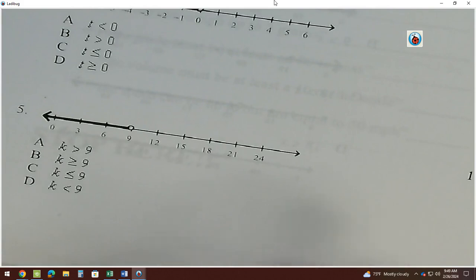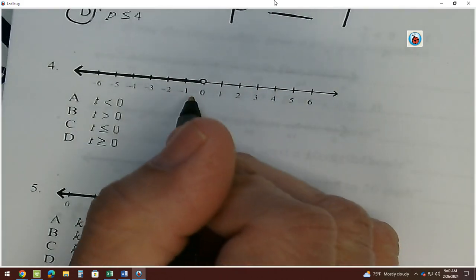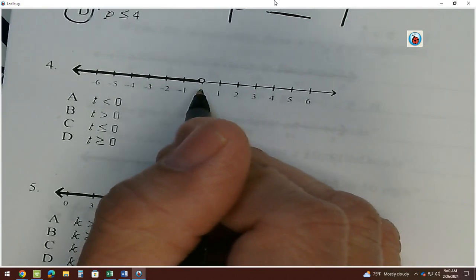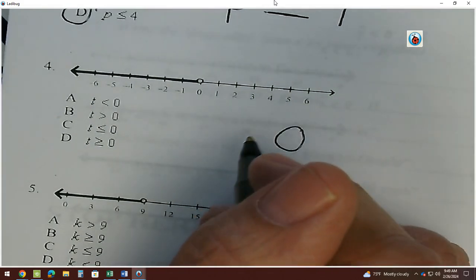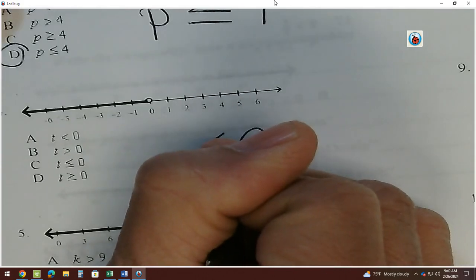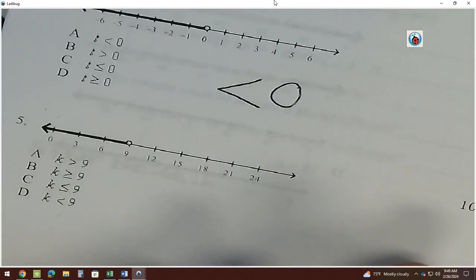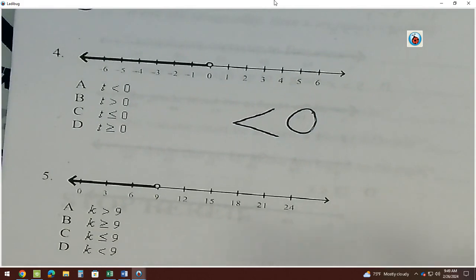Number 4. Okay, what number are we working with? 0. Are we going to go less than 0 or greater than 0? Less than 0. Is it going to be included or not included? Not included. So should I put an equal or no? No. Okay. What letter are they working with? T. That should be the answer, but we're going to go test it.